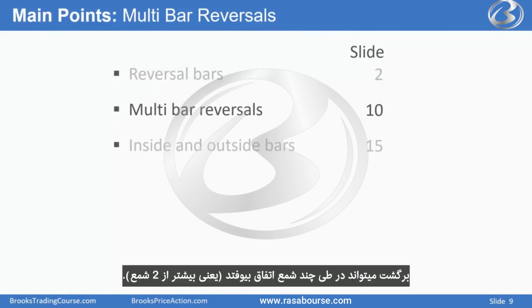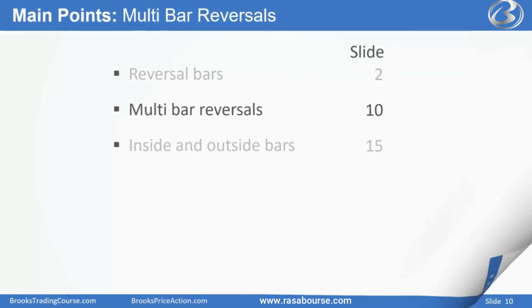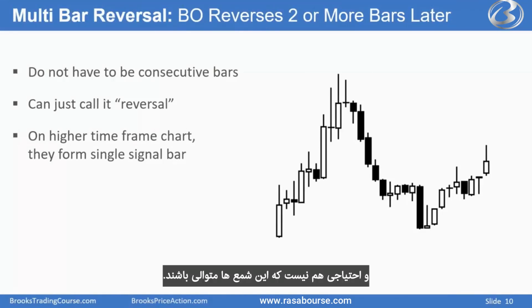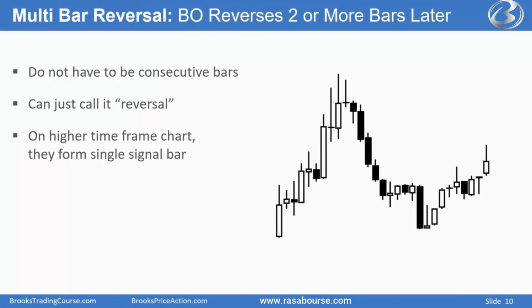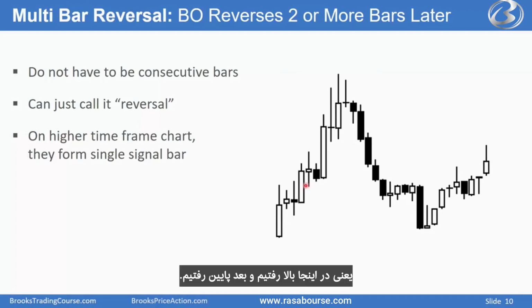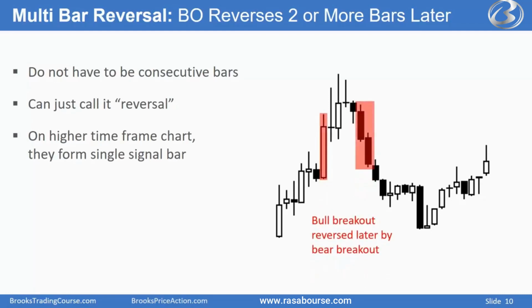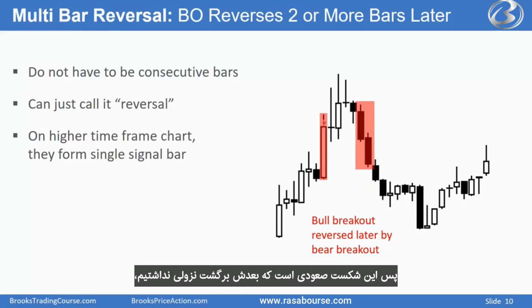Reversals can take place over the course of more than just 2 bars, and the bars do not have to be consecutive. Just think of it as a reversal. We're going up, we're going down. So the market reversed. We have a strong bull breakout and a strong bear reversal. Here's the bull breakout. No reversal here, but we did get the reversal here.